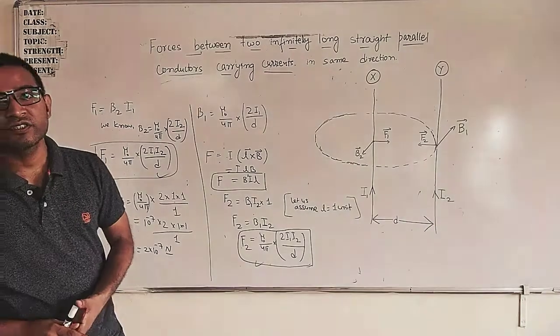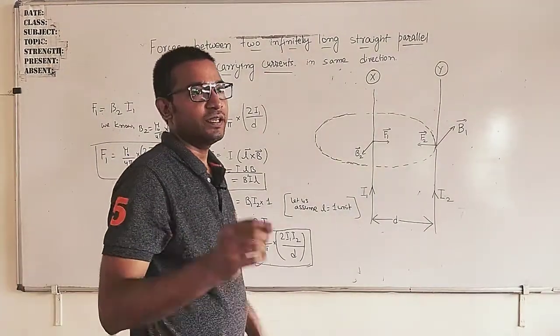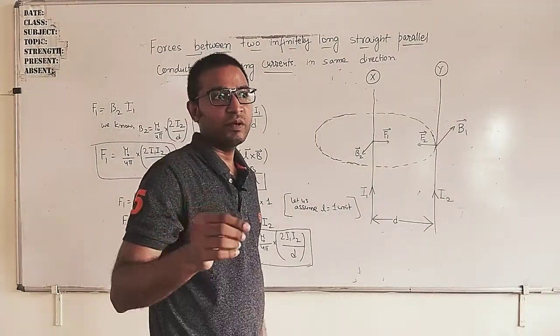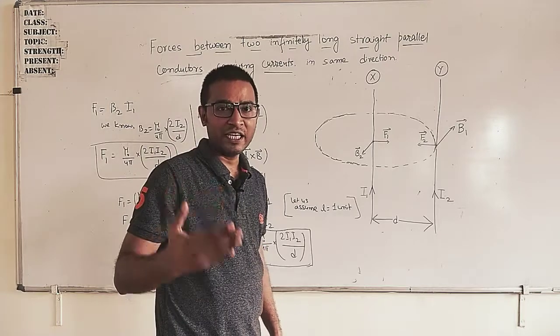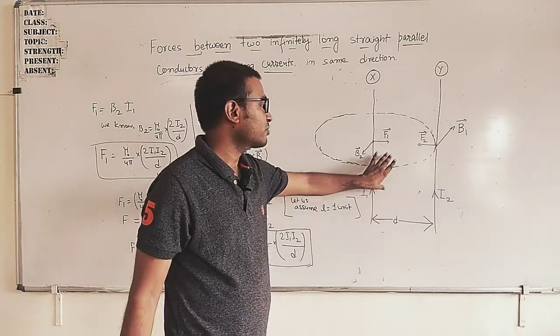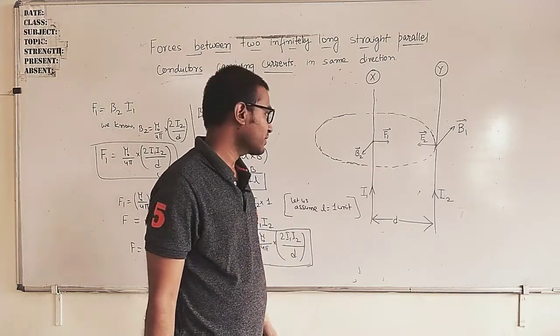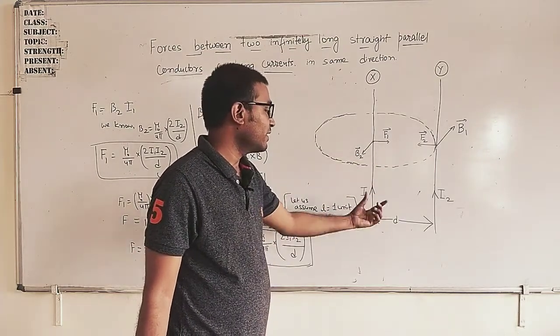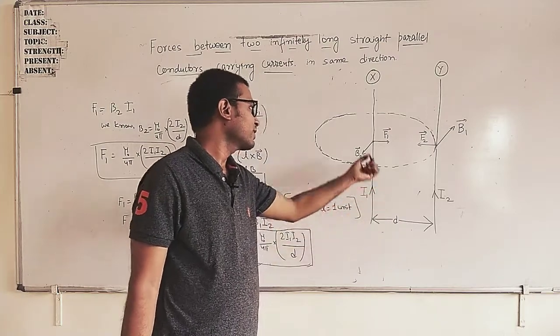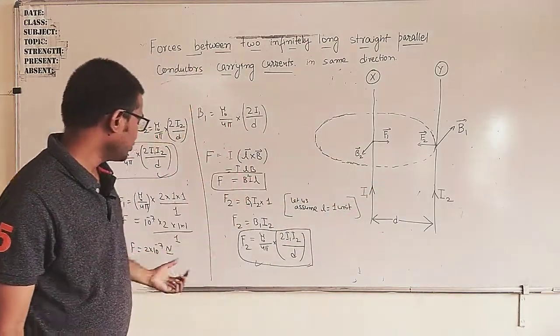So this is the definition of 1 ampere. You should remember, 1 ampere is that amount of current which, when passed through two parallel current carrying wires, where the currents are moving in the same direction and they are separated at a distance of 1 meter, then the force will be equal to 2 into 10 to the power minus 7 Newton.